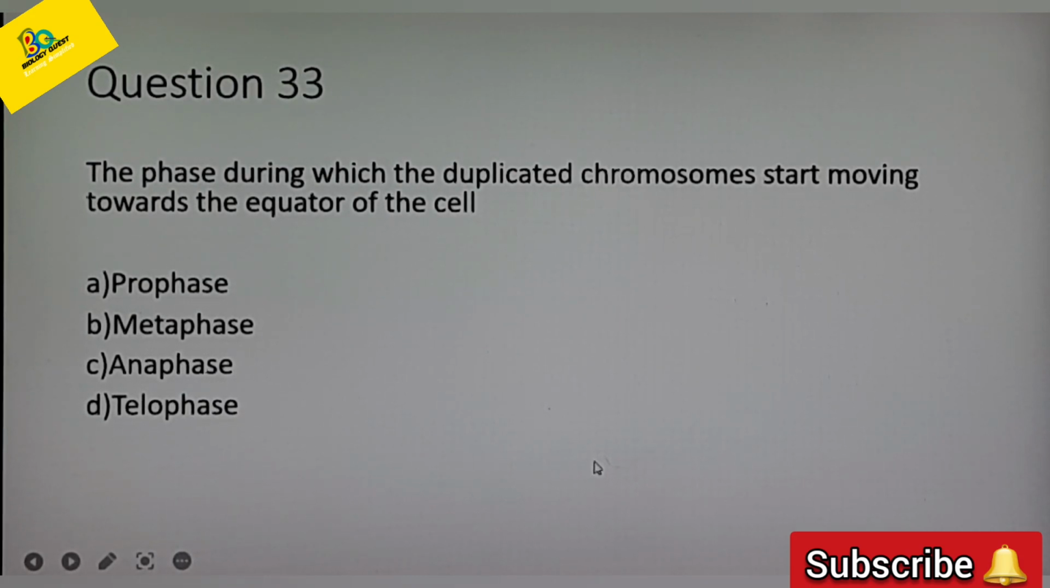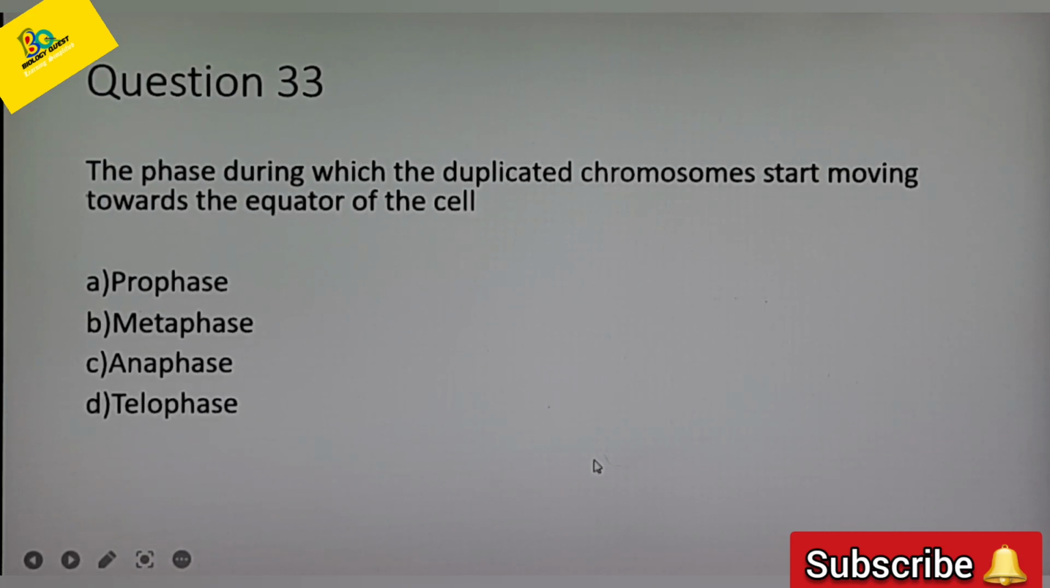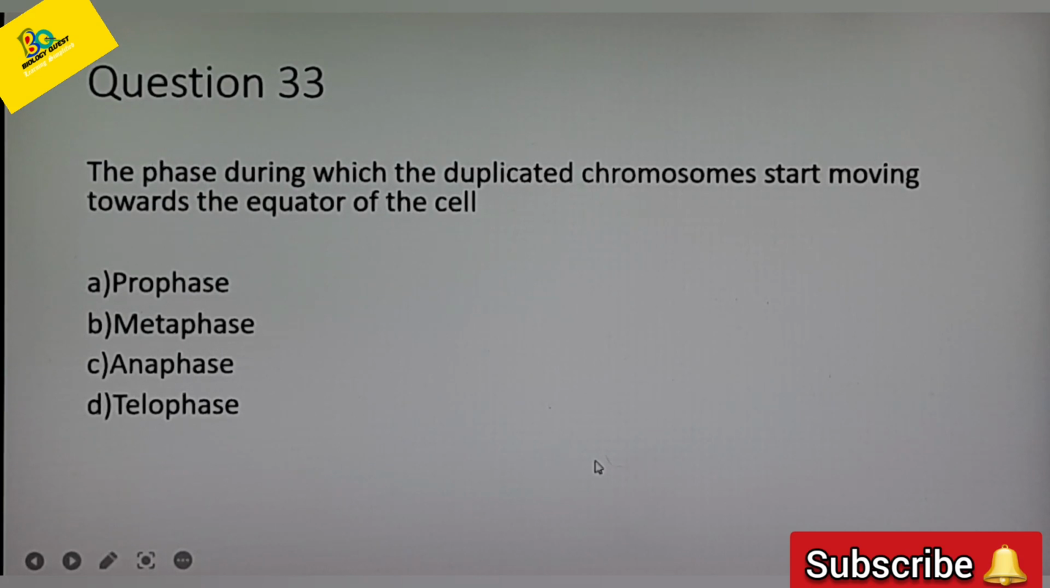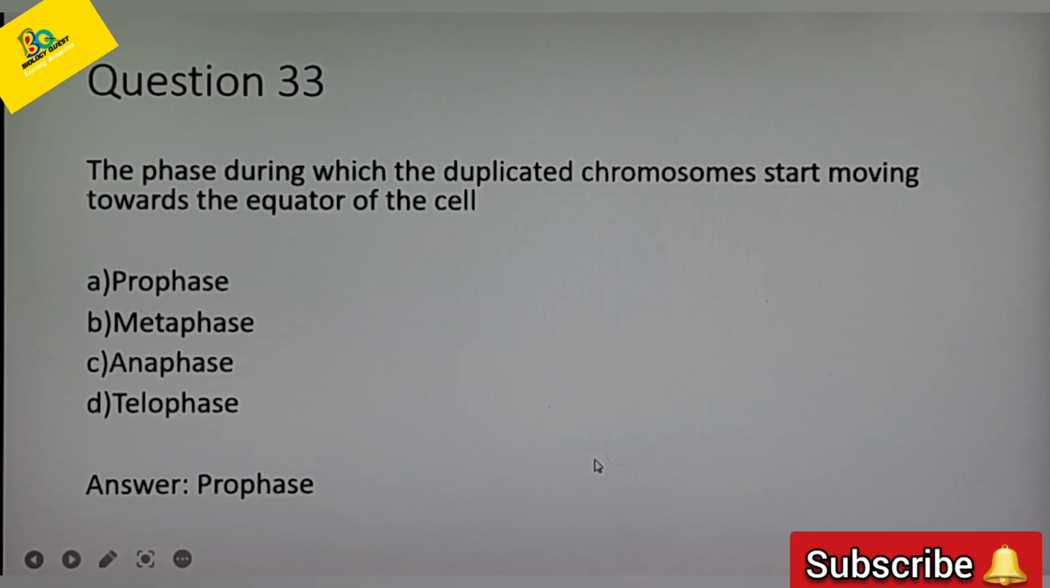Okay, here read the question properly. The phase during which the duplicated chromosomes start moving towards the equator. So, when the duplicated chromosomes start to move towards the equator by the end of prophase. Okay, so the correct answer is option A, prophase. Prophase is the correct answer.